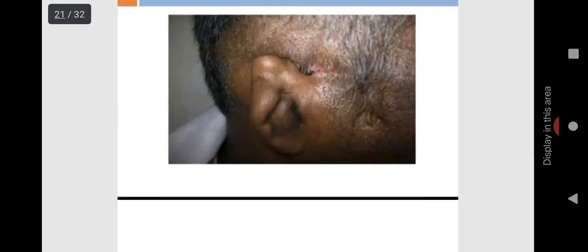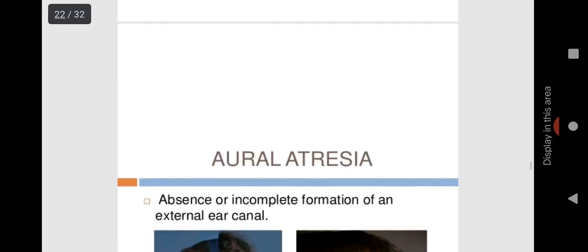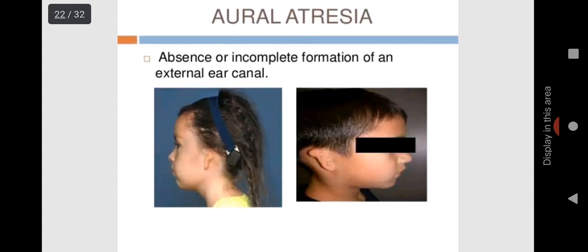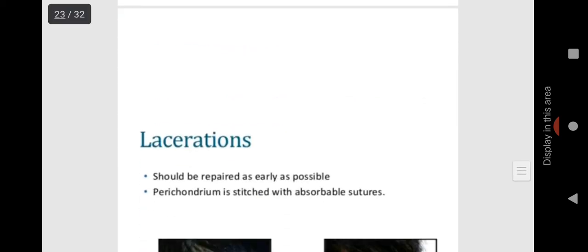Then see here, you can see in the picture. The next one is aural atresia. Aural atresia means absence or incomplete formation of the external ear canal. So in those people, you can see there is an absence of the ear canal. You can't see any opening into the ear. Okay, so that is called aural atresia.